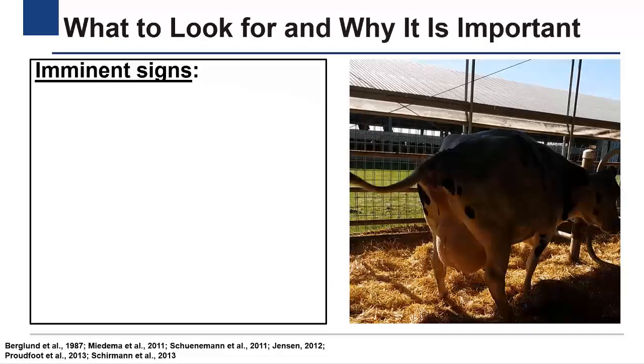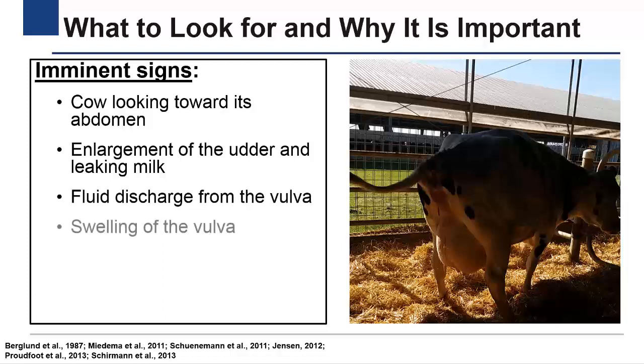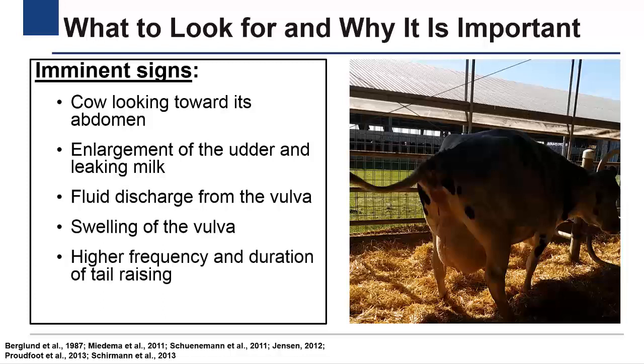During Stage 1, there are specific signs known as imminent signs of parturition that are used to identify the proximity of the second stage of parturition. The onset of the appearance of these signs can range from several hours to only 45 minutes prior to labor. The most common imminent signs of parturition observed in dairy cows are cows looking towards their abdomen, enlargement of the udder and leaking milk, fluid discharge from the vulva, swelling of the vulva, increased frequency and duration of tail raising, and ground licking, among others.